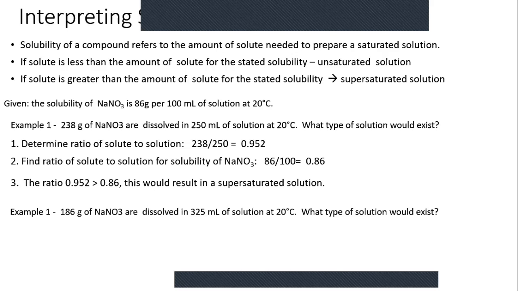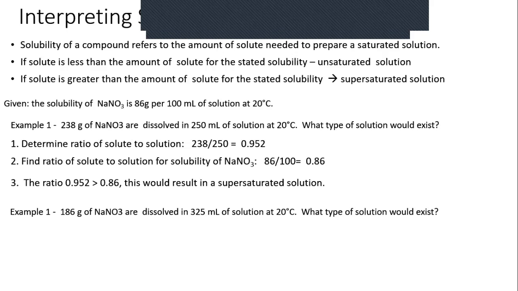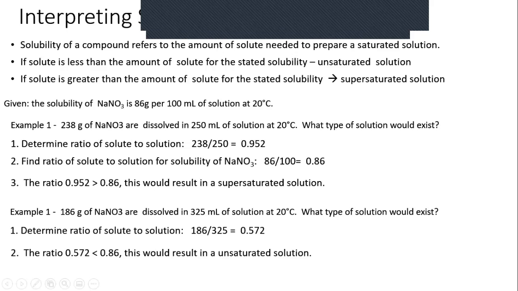Now if we do the same thing for our other solution, say we want to make 186 grams of sodium nitrate in 325 milliliters of solution, what type of solution will exist? Again, we determine the ratio between the solute and the solution. We get 0.572. Since we know that the ratio of the solute to solution for the solubility is 0.86, and 0.57 is less than 0.86, this would result in an unsaturated solution.